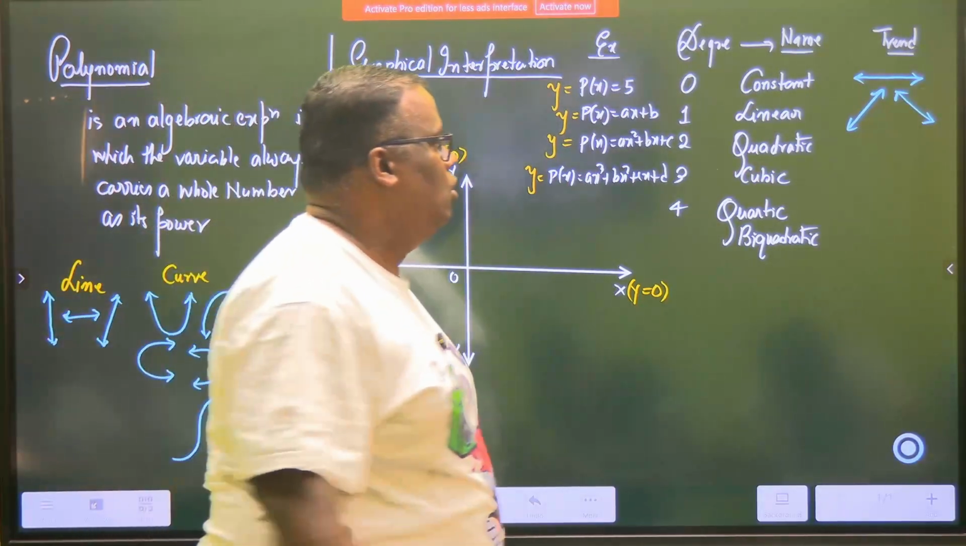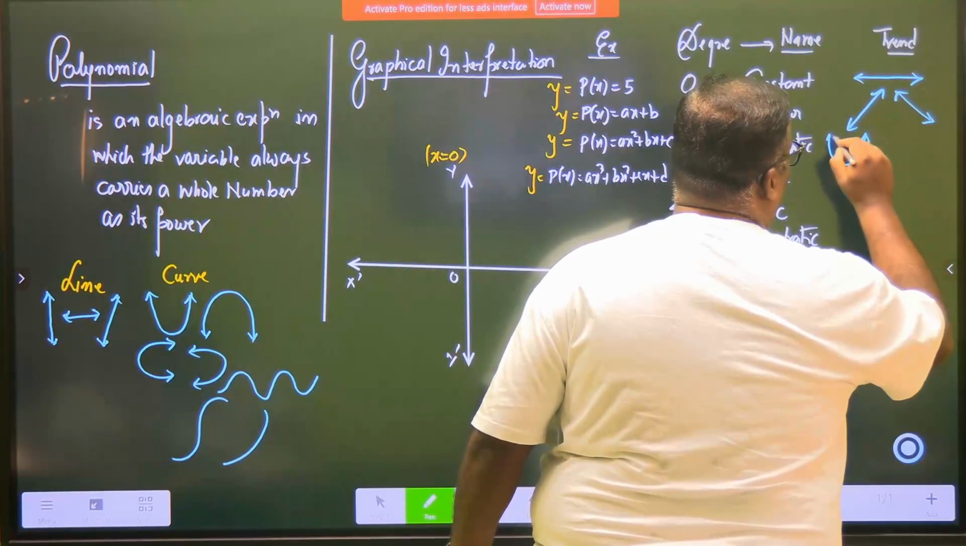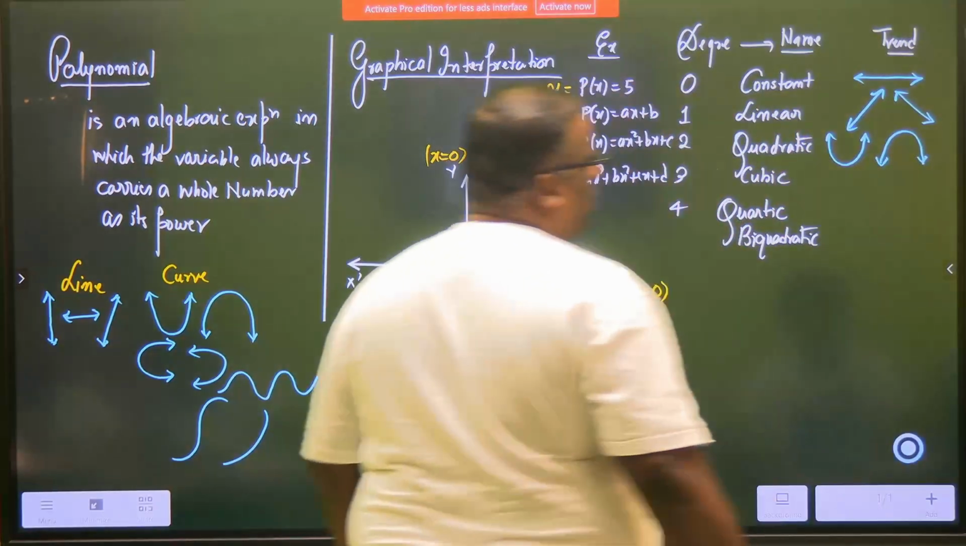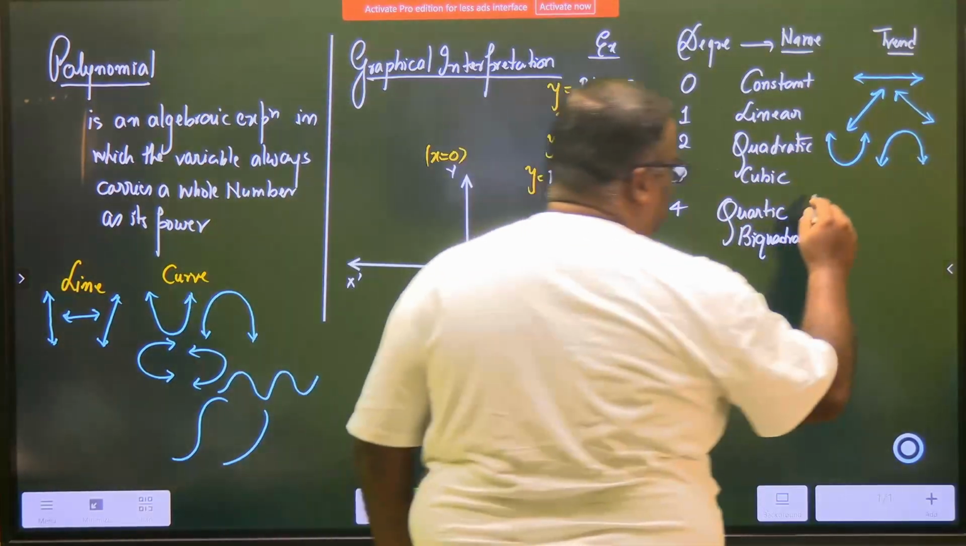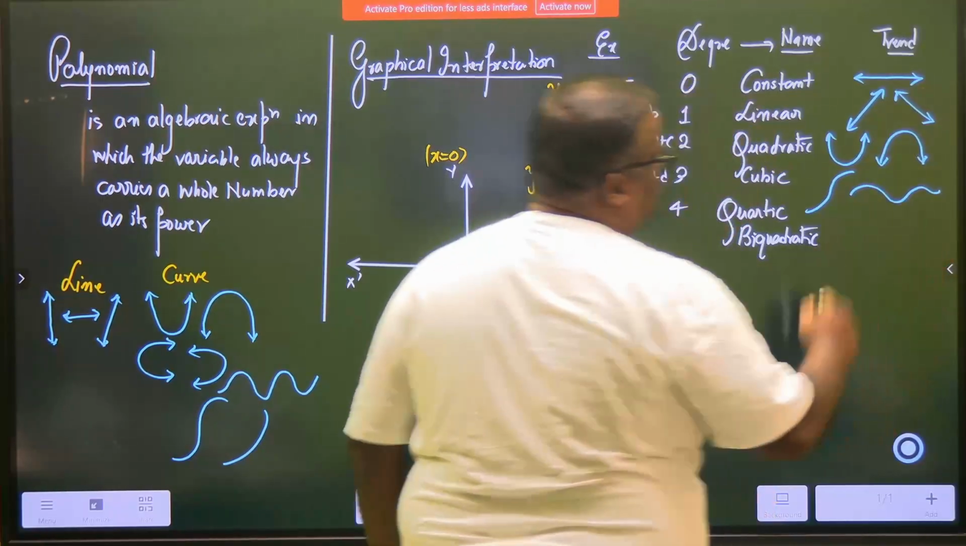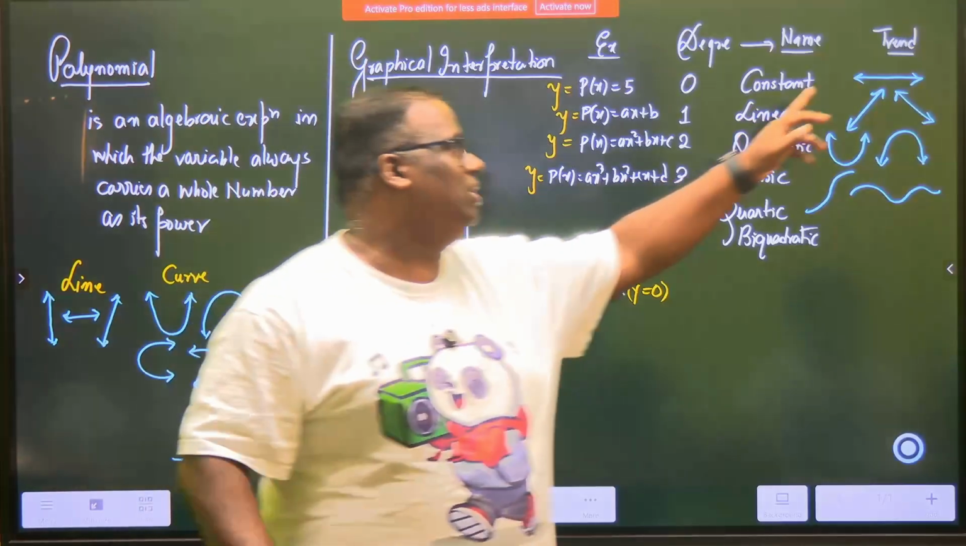Okay? Quadratics will be parabolas which will be opening upwards or opening downwards. Cubics. Cubics don't have an exact shape. I can't give you a shape. Cubics will be something like this. Quartic, you need not worry. That's not needed. You should be very clear with these first three.